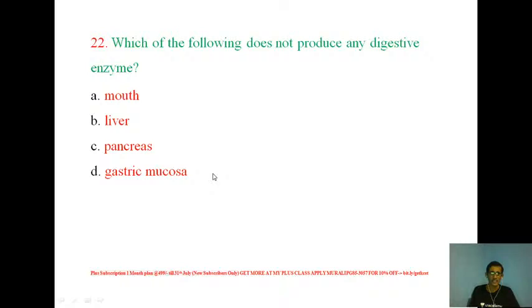Which of the following does not produce any digestive enzyme? That is the liver. Liver is the first largest gland. The second largest gland is the pancreas, isn't it? Another multicellular gland is the salivary gland. Okay.